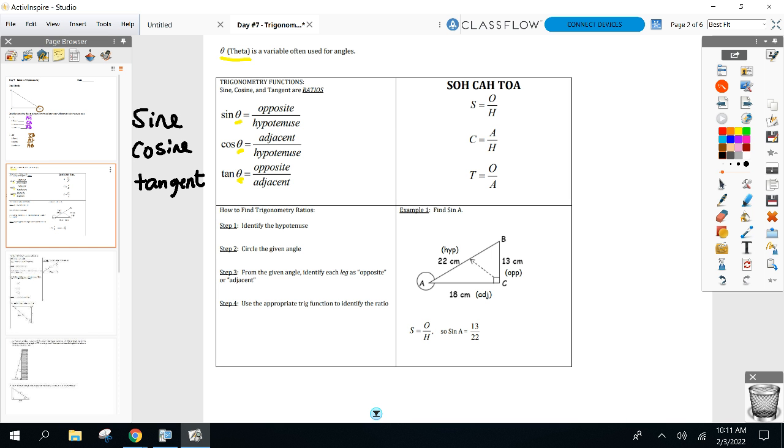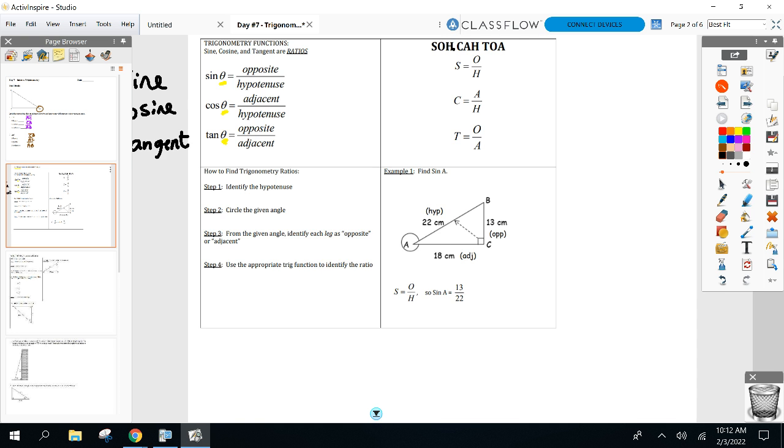Opposite over hypotenuse. C for cosine. And how do I find cosine? I take which side? Adjacent over hypotenuse. And then finally, T for tangent. I take the opposite side and put it over the adjacent side. So SOH CAH TOA will help you remember how the ratios are set up. Sine, cosine, tangent.